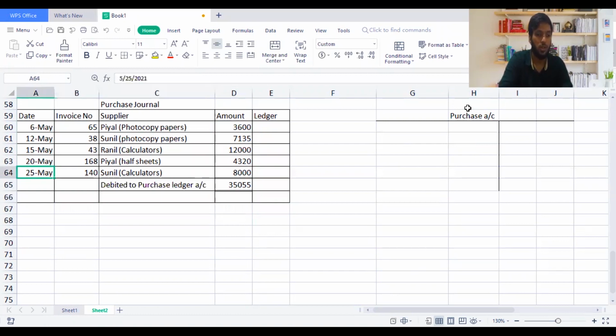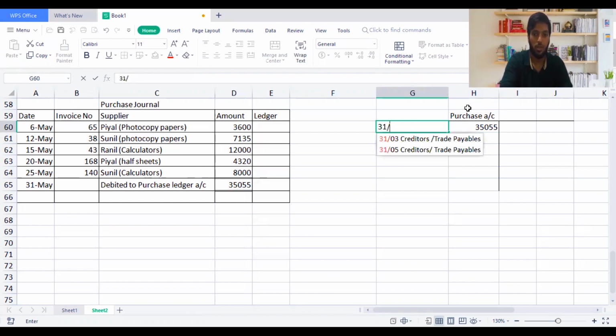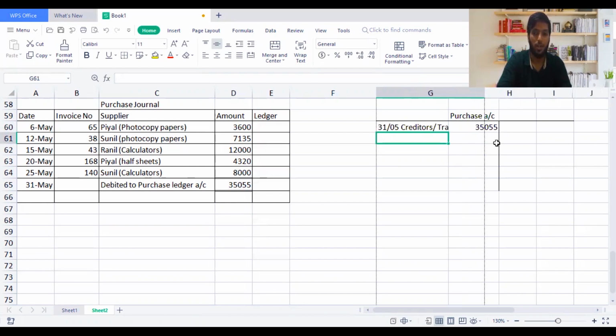Purchase ledger account. The date is 31st May. That's done, guys. So I'm going to take it into the purchase account. What is the value which I'm going to take? 35,055. And I'll write here 31st May is the value. So I'll write 31st May creditors or trade payables. Easy as that.